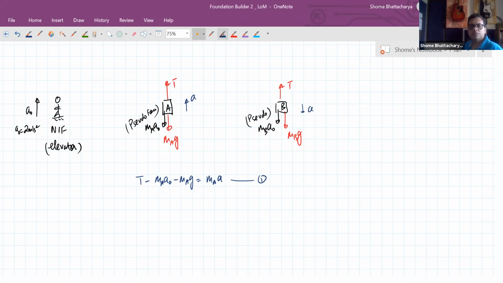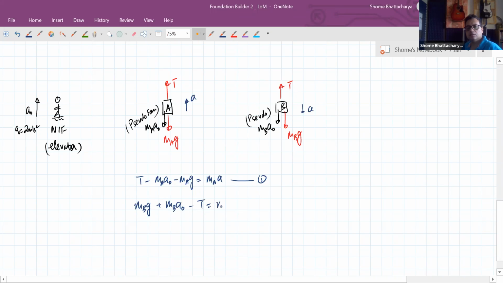So for B, my equation will become weight plus pseudo force minus tension is equal to mass into acceleration. Okay. So this we can now convert because mass of A was given to us as 4 kilograms. Mass of B was 6 kilograms. A naught was 2 meters per second square, and g is of course 10 meters per second square.